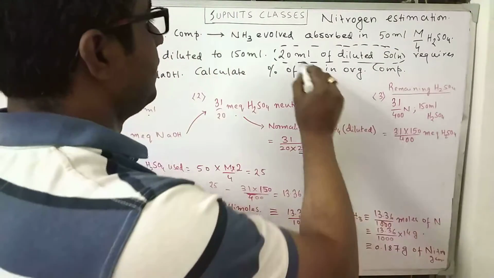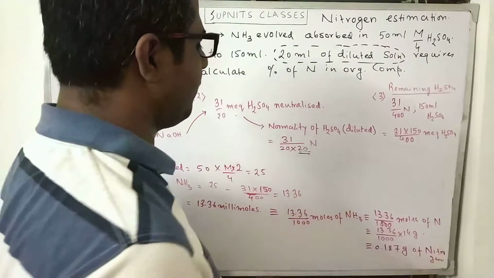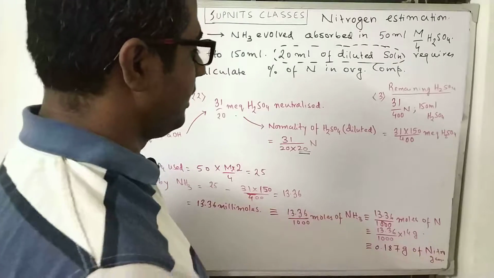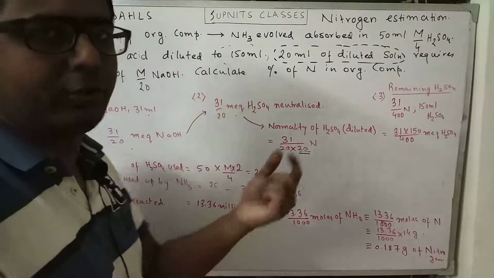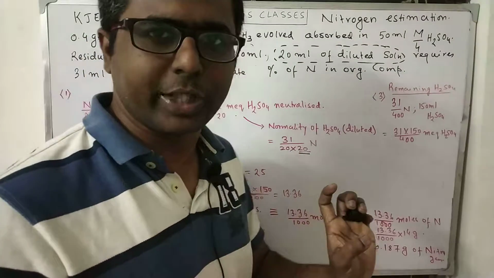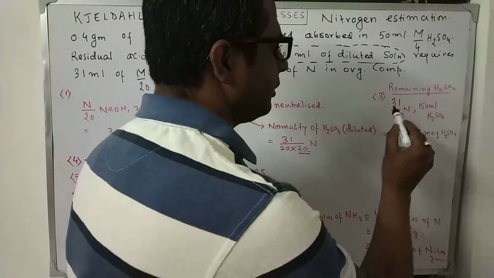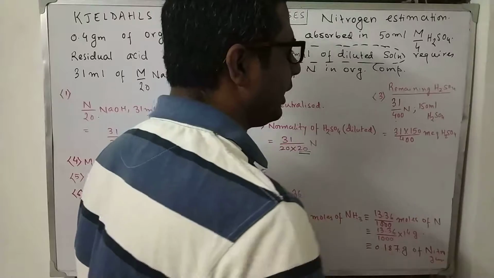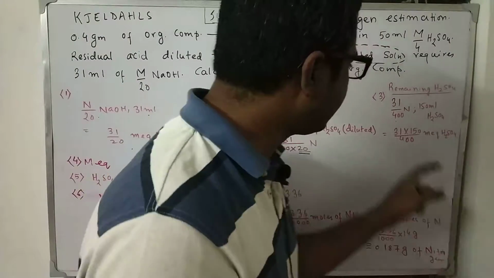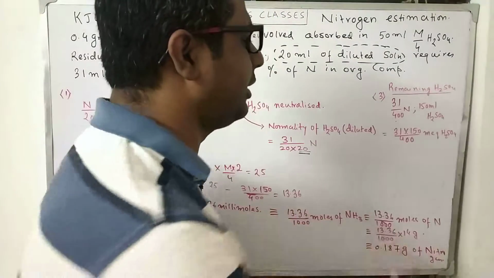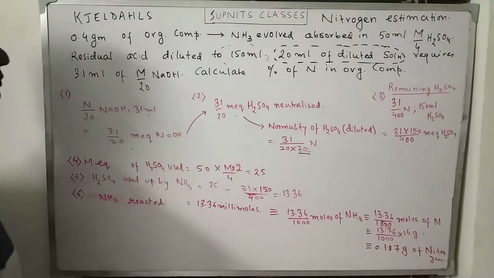Now, this is the 20 milliliter solution whose normality is 31 by 400. Now this normality is for the total 150 milliliter solution. I have taken 20 milliliter for my experiment purposes, that is okay, but the total volume is 150 milliliter H2SO4. So 31 by 400 normal, 150 milliliter H2SO4. Now we calculate the milli equivalent of H2SO4: 31 into 150 divided by 400. Simple multiplication, you get the milli equivalent of H2SO4.